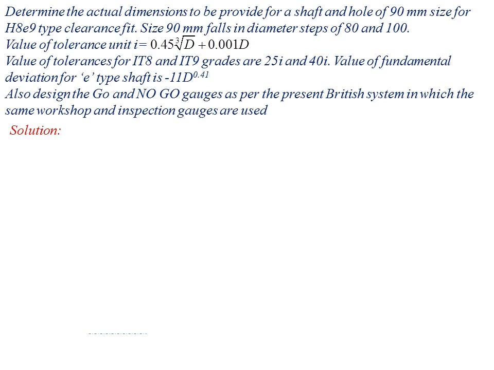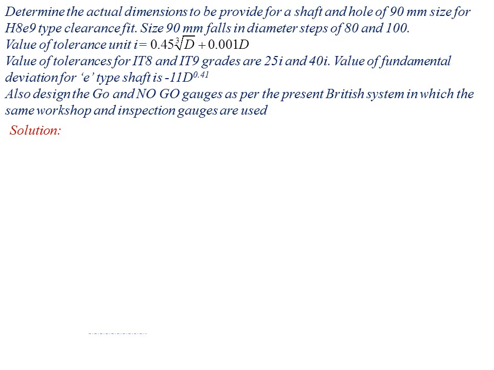Let's see the problem. Determine the actual dimensions to be provided for a shaft and hole of 90 mm size for H8E9 type clearance fit. Size 90 mm falls in diameter steps of 80 and 100. Value of tolerance unit i equal to 0.45 into cube root of capital D plus 0.001 capital D. Value of tolerances for IT8 and IT9 grades are 25i and 40i.